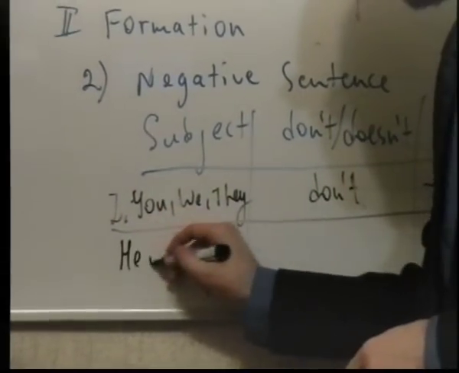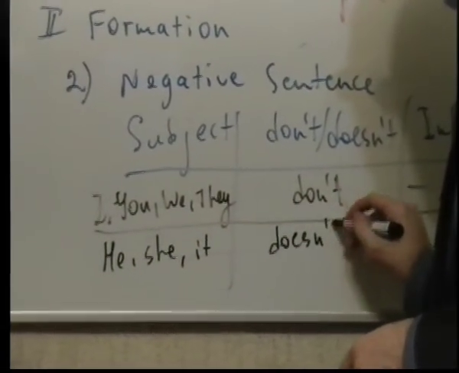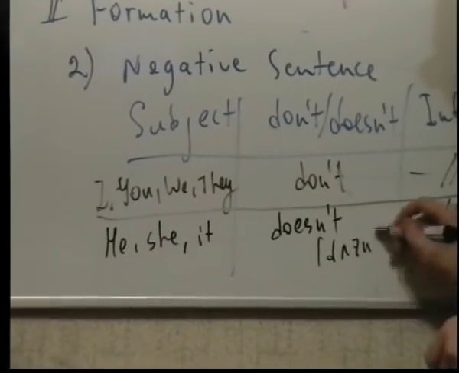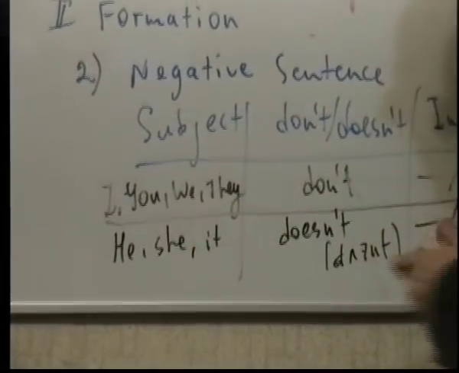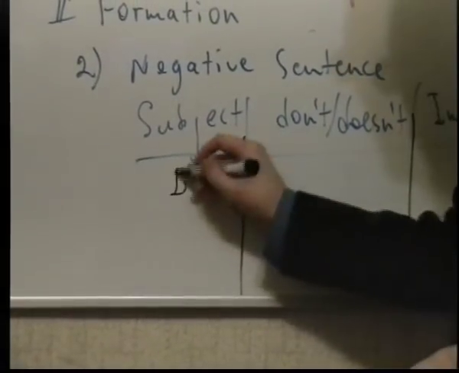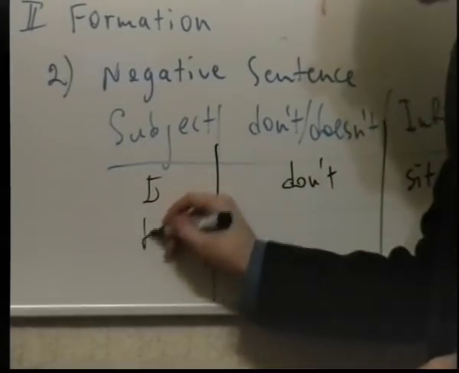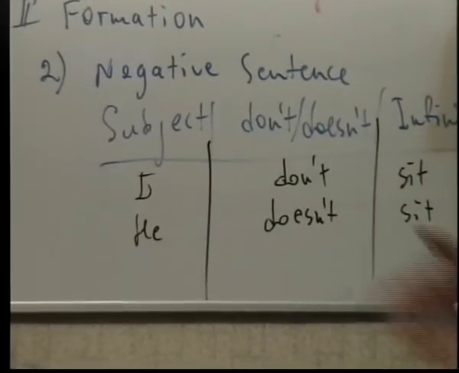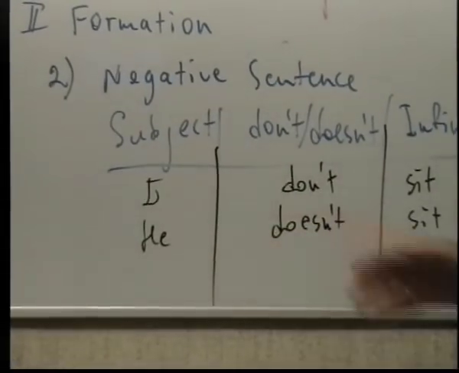And he, she, it, doesn't, infinitive. You mustn't forget that this word is pronounced like doesn't. Auxiliary. For example, I don't sit, he doesn't sit. I don't sit, you don't sit, we don't sit, they don't sit. He doesn't sit, she doesn't sit, it doesn't sit.